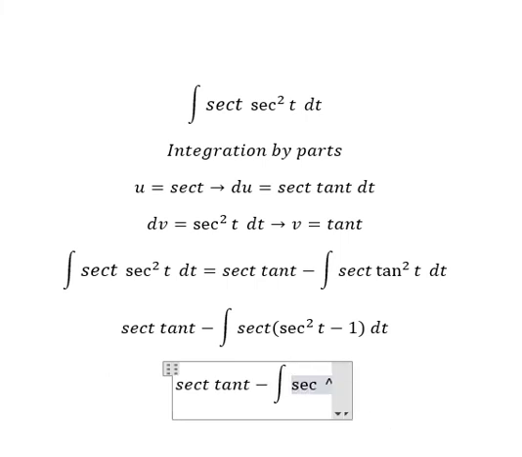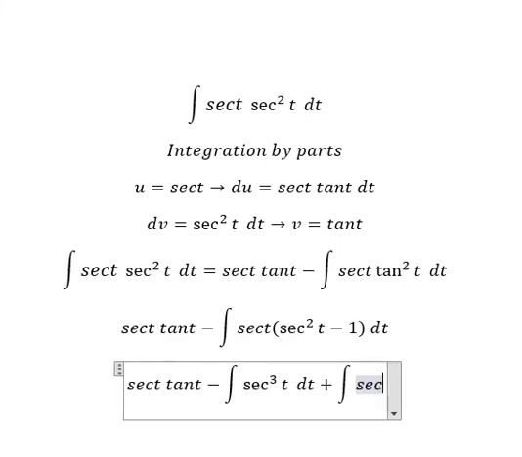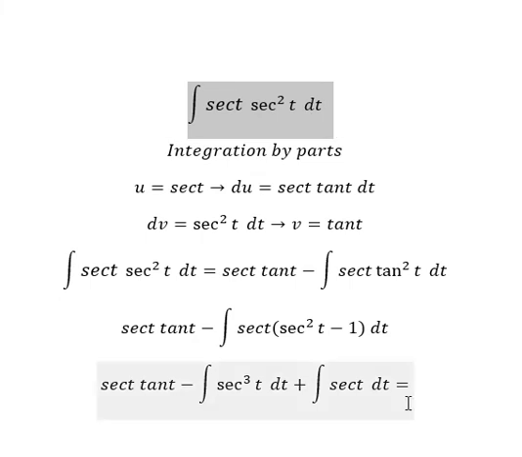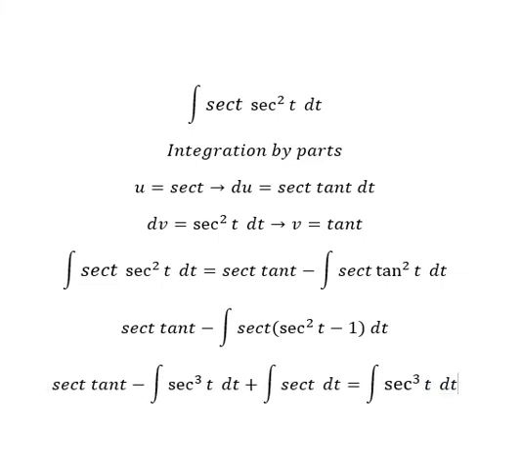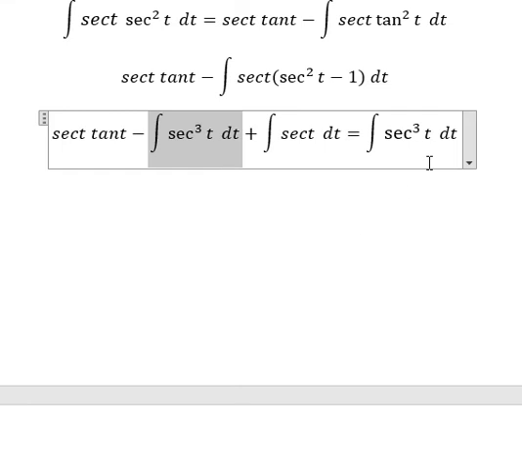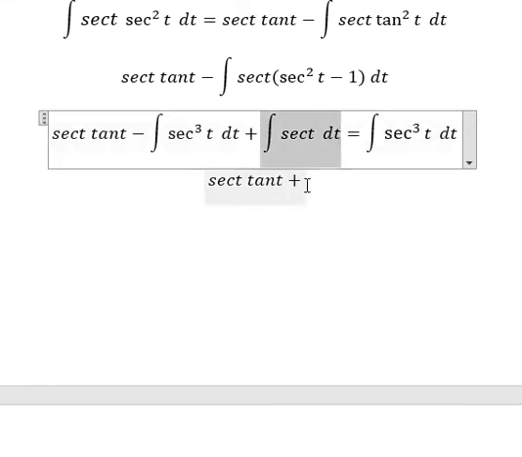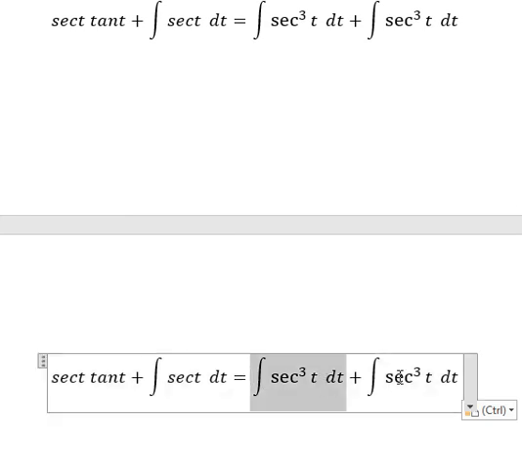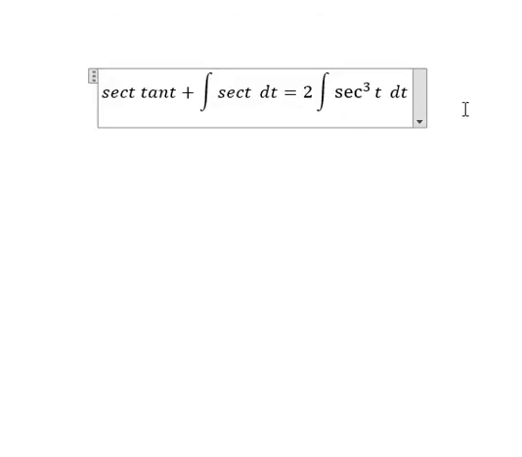So we have the integration of secant of t to the power of 3 dt plus the integration of secant of t dt. And this one, we know that this is equal to this one in here. And we change this one into secant of t to the power of 3. So we put this one to the right. So this one plus this one, we have number 2. Next, we divide both sides by number 2.